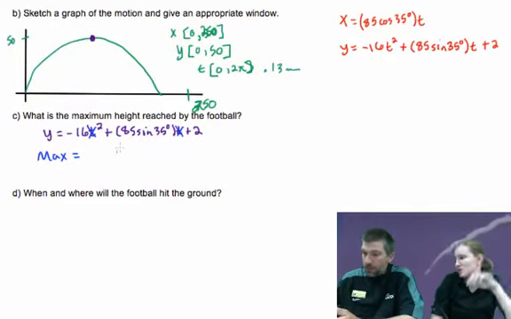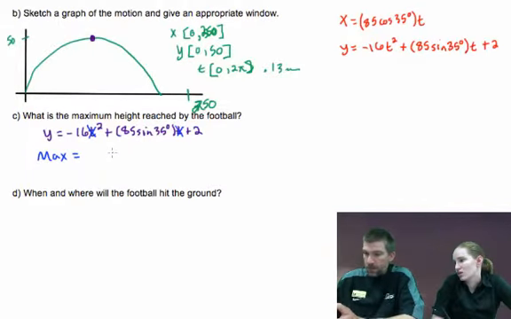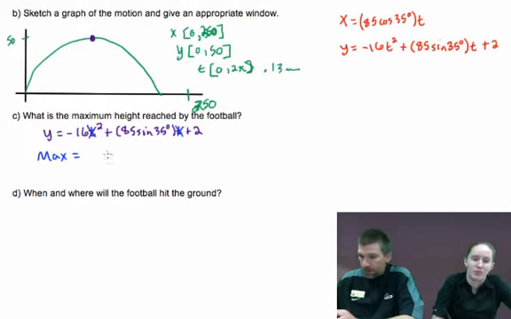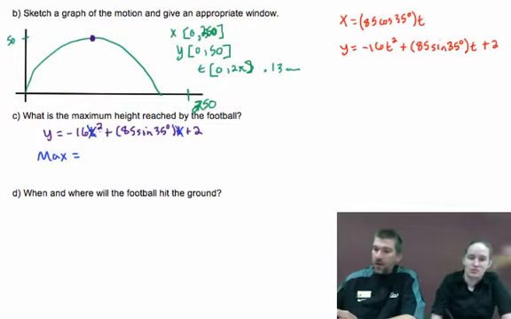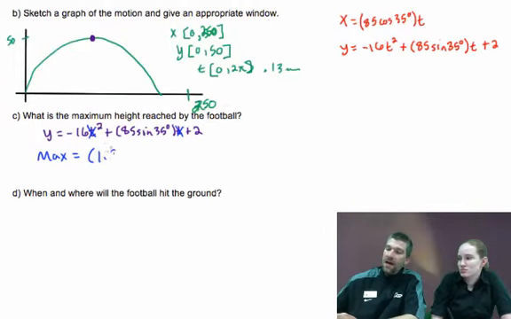But we can find the maximum. So you go to second calculate and go to maximum. Or on your Inspire, you go to analyze graph and max. Pick left bound, right bound. Lefty, righty. Okay, here's what I get. I get the coordinate of 1.524, 39.14.